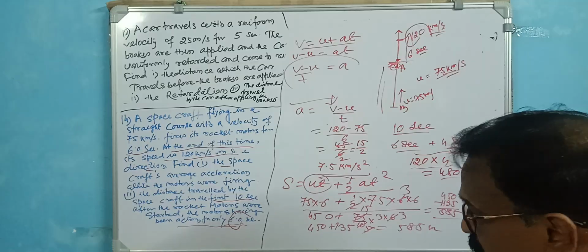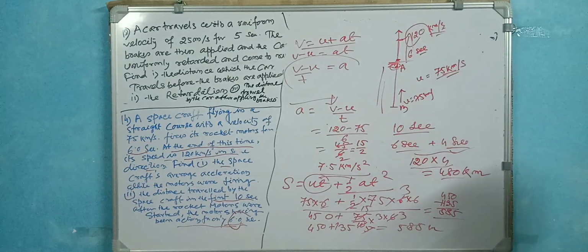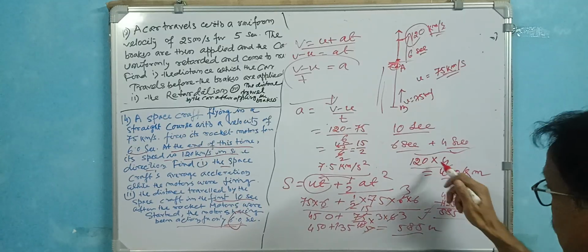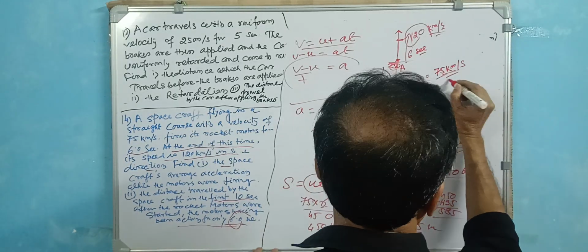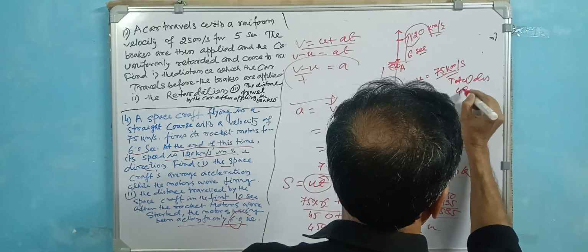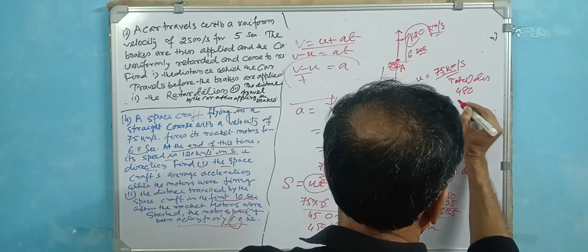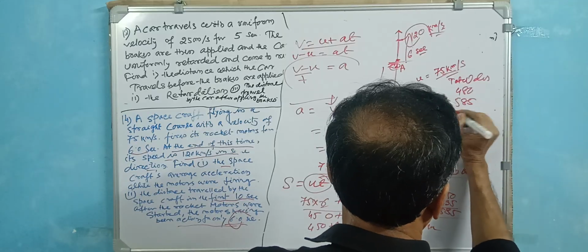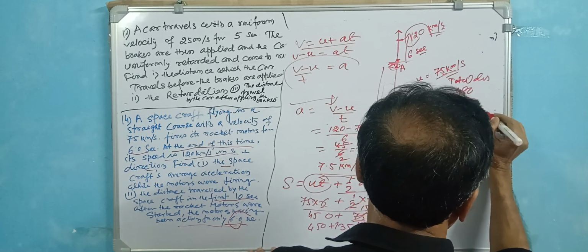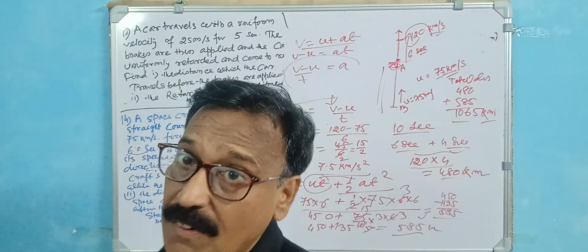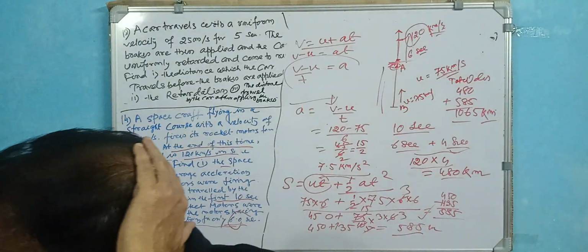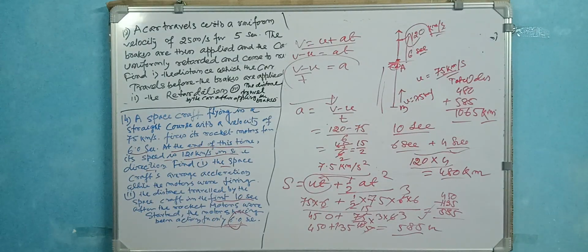And within this acceleration, this is 6 seconds. So 75 into 6. S is equal to ut plus half at square. So this is the distance and this is the total distance. Total distance is 480 plus 585, so 1065 kilometer is the total distance traveled. Is it clear to you? This is a very important concept.